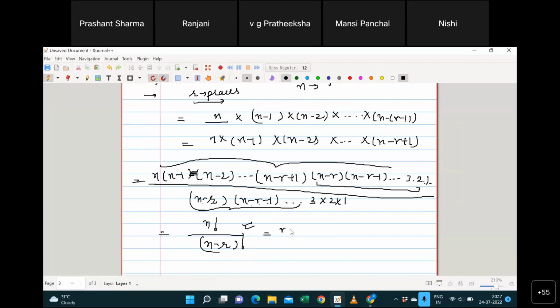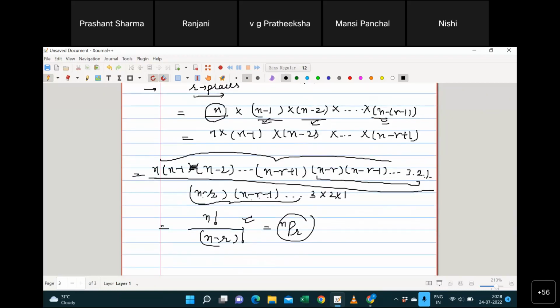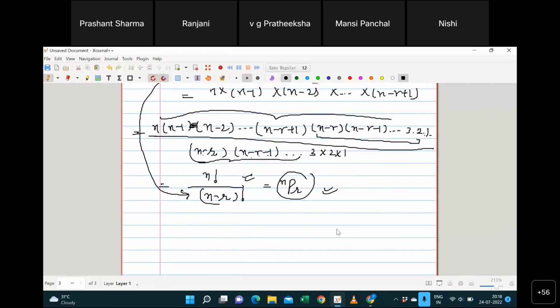So this is nothing but the nPr, which is called the possible permutation of r objects from a collection of n distinct objects. The base root of this is: for the first place, I can use any of the n objects. For the second, any of the n minus 1. For the third, any of the n minus 2. And for the rth place, any of the n minus r plus 1. By this, our formula came. That is the meaning of nPr. Till this point, is it clear for everyone? Yes. Okay, fundamental is clear.